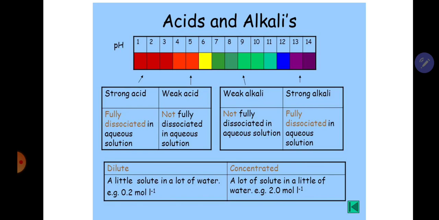And here it is if you're a visual person, compared on the pH scale. Strong acids, low pH. Strong bases, high pH. And the weak are closer to neutral. And when you're dilute, you have lots of water. When you're concentrated, you have lots of solute.